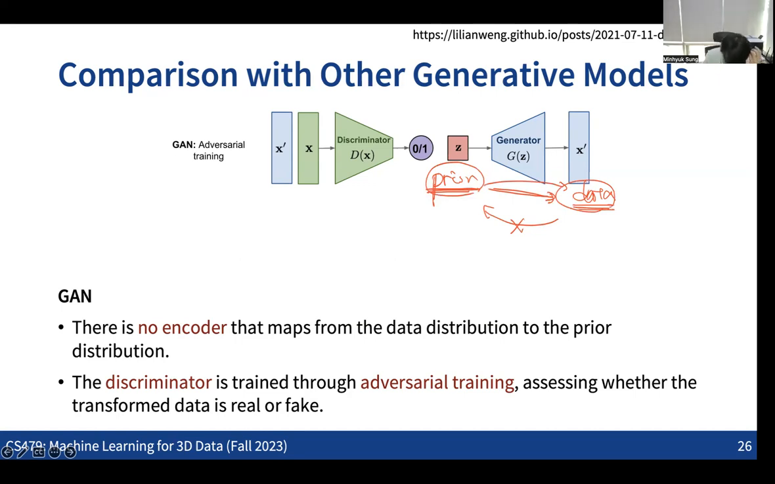And for that, we have another neural network, called the discriminator, which checks whether the output of the mapping is really one of the points in the data distribution or not. So it checks whether the output data is real or fake. This is the idea: we have the discriminator and adversarial training to check whether the output is real or fake. So this is one example where we learn the mapping from the prior to the data distribution, but not the other way around, and instead have the discriminator check whether the mapping is correct or not.